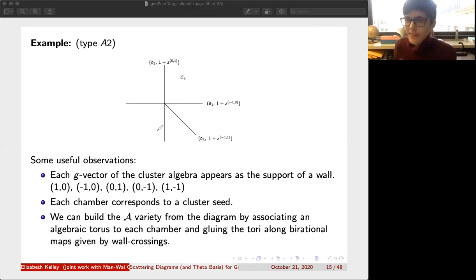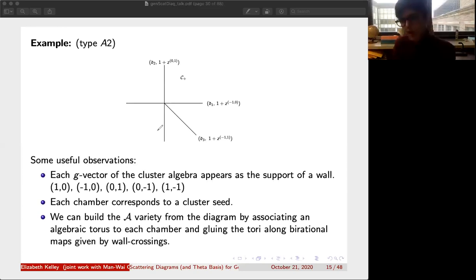Okay, and then the other thing I'll say is that I mentioned that from a geometric standpoint, we study these by studying varieties. The way you build the A variety from a diagram like this is you associate an algebraic torus to each chamber. The variables for that torus are the possible initial cluster variables. Then you glue those tori along the maps given by wall crossing, which I'm about to define. In some sense, that's gluing these together based on the mutation rules. So you're encoding both your choices of initial variables and the structure that you get from mutation.